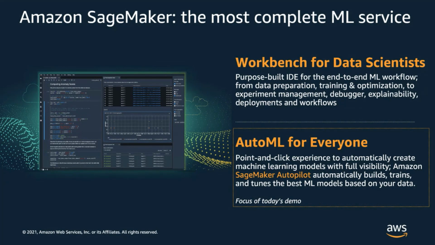Secondly, though, and this is where our focus will be today, SageMaker offers an AutoML capability called Autopilot. Now, why do people love Autopilot? It's because it automatically builds, trains, and tunes the best machine learning models based on your data, while allowing you to maintain full control and visibility.